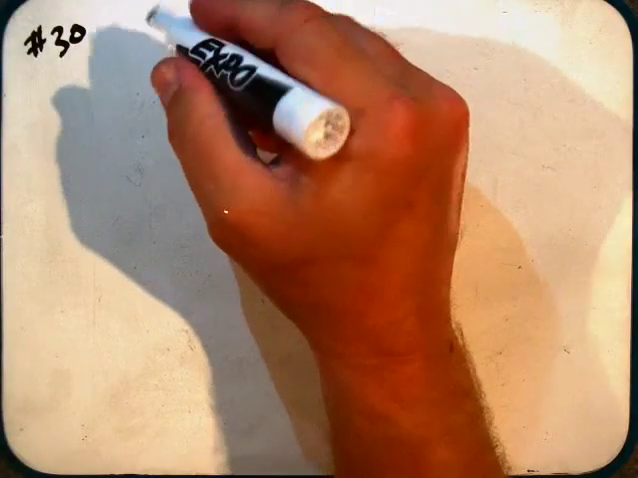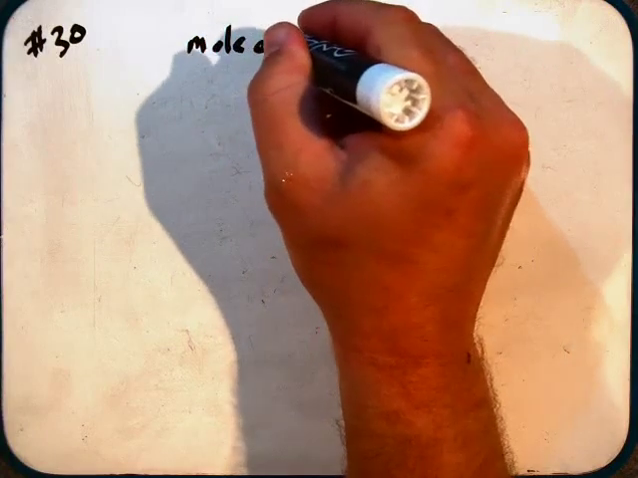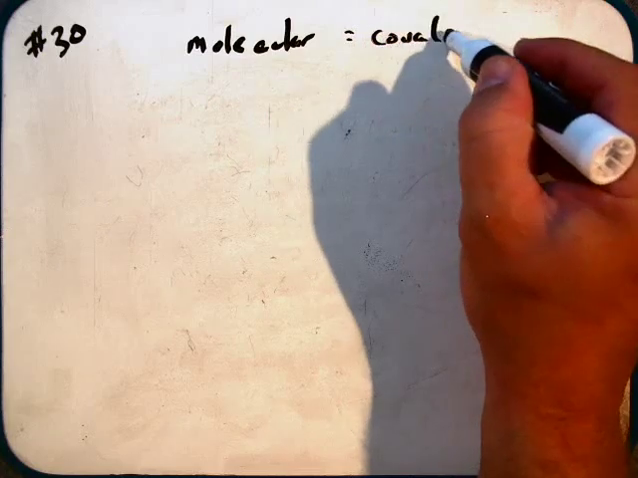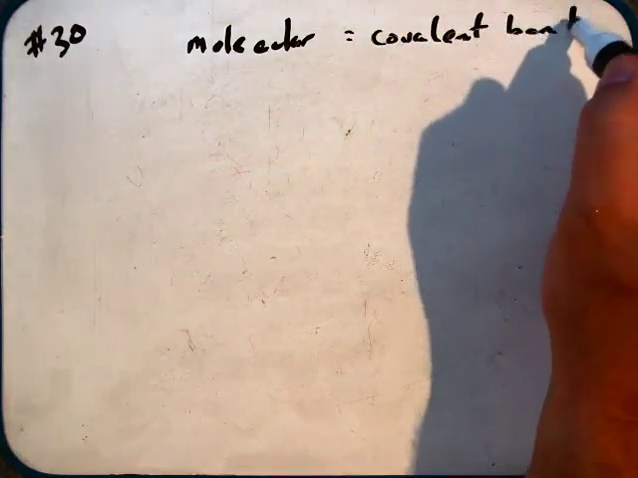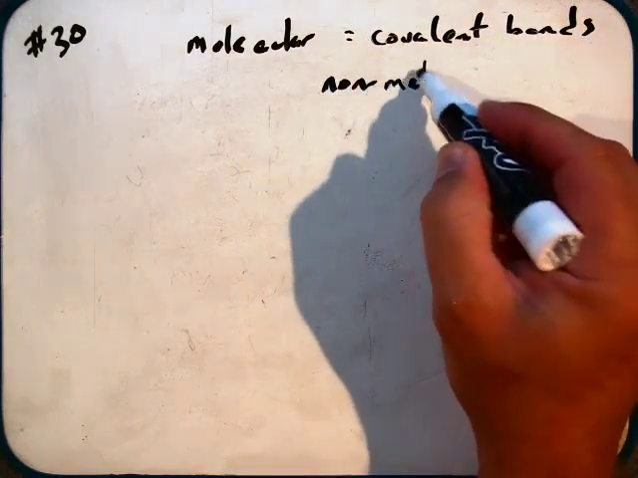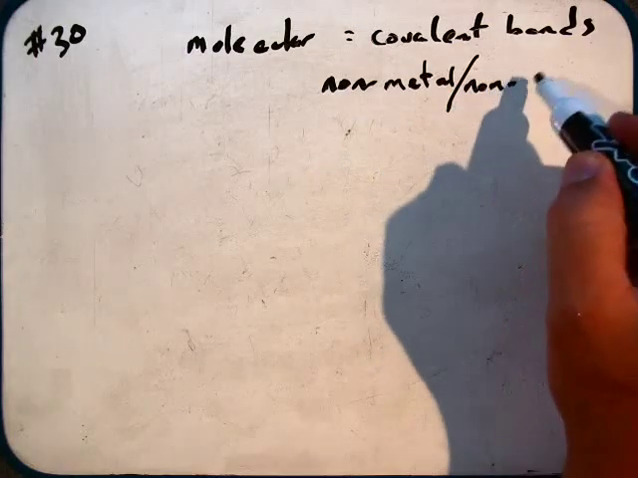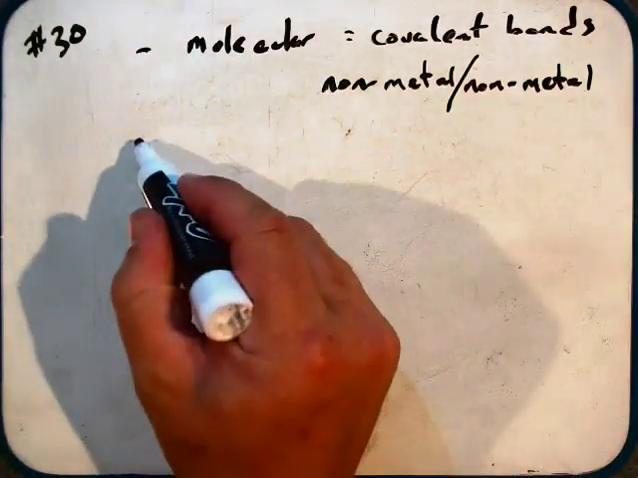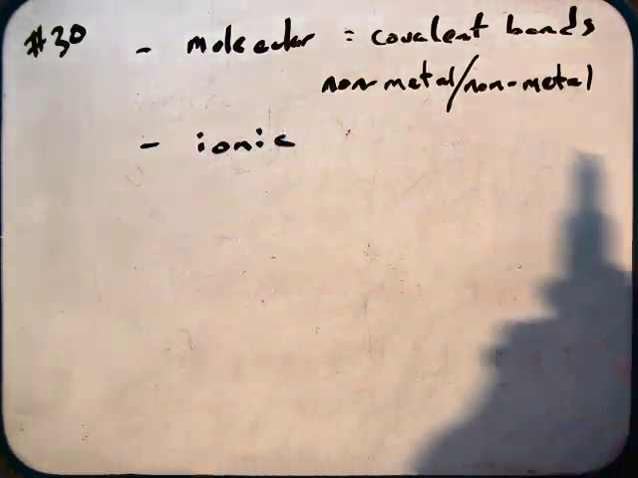This is number 30, chapter 3. It's really just looking at classification of compounds. We have 4 different compounds and we need to classify them, whether they are molecular, right? And molecular would be covalent bonds. Or another way to look at that would be non-metal bonding systems. And then the other part would be, if it's not molecular, is it ionic?